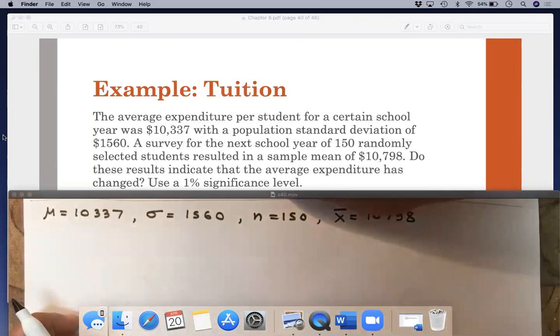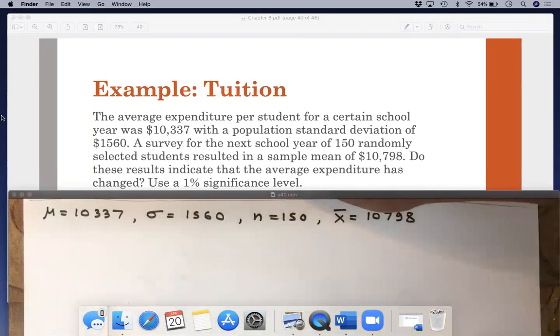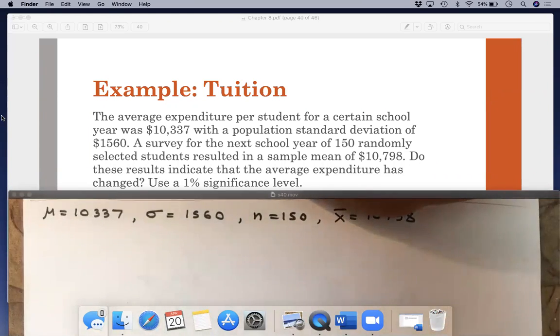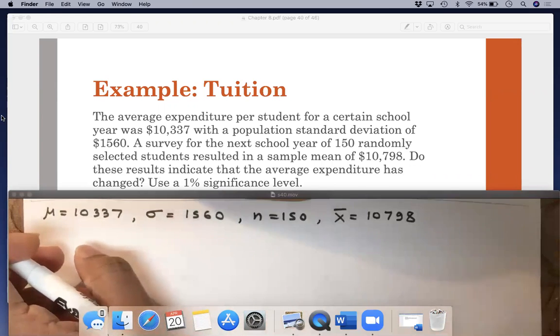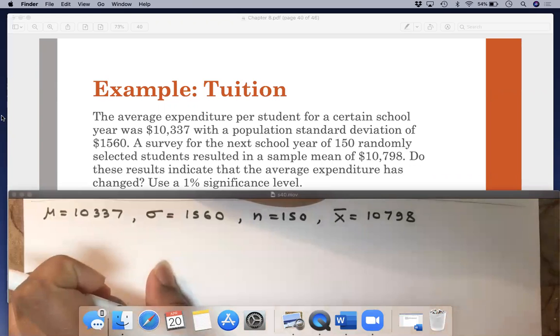But here we can only see what? It asks, do these results indicate that the average expenditure has changed? Change means it can be increasing or decreasing. Anything can happen. So in this case, our claim goes with the not equal sign.